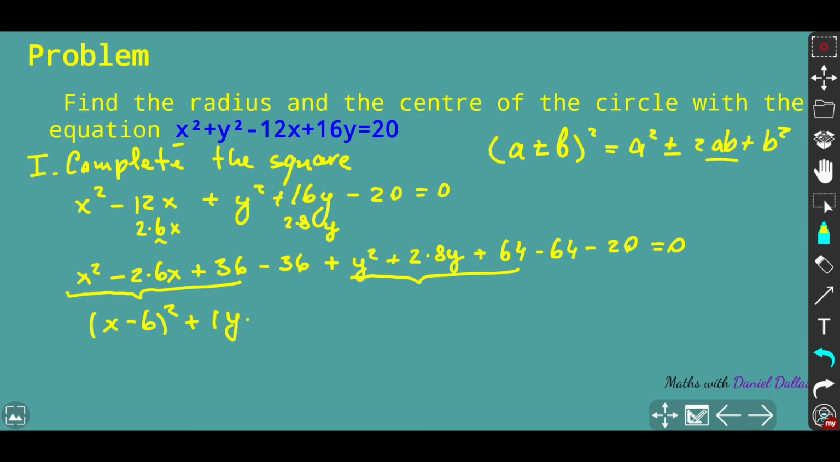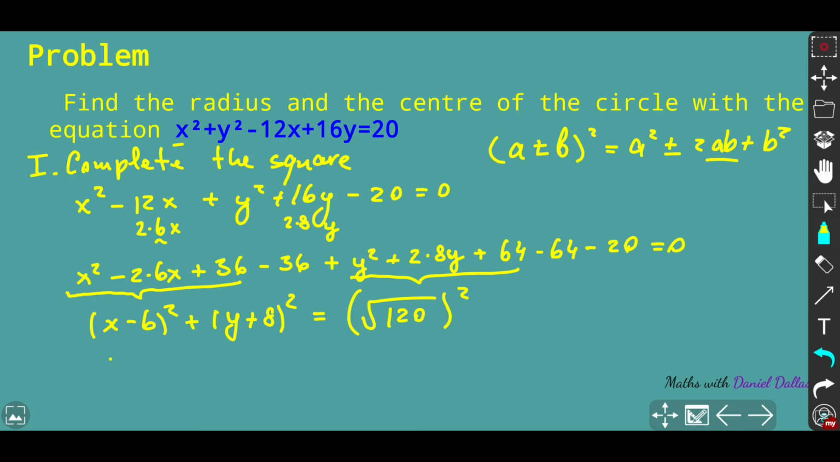And finally, I just collect three terms: minus 36 minus 64 is minus 100, and minus 120. And I transfer it to the right side. 120 I can write as square root of 120 squared, because if you square the square root, you'll get just the number in the square root expression, which is 120. So this is the way how you can find the radius. So the radius obviously is square root of 120.